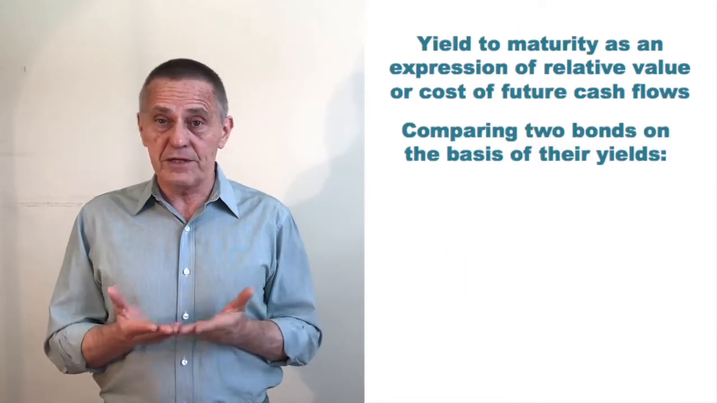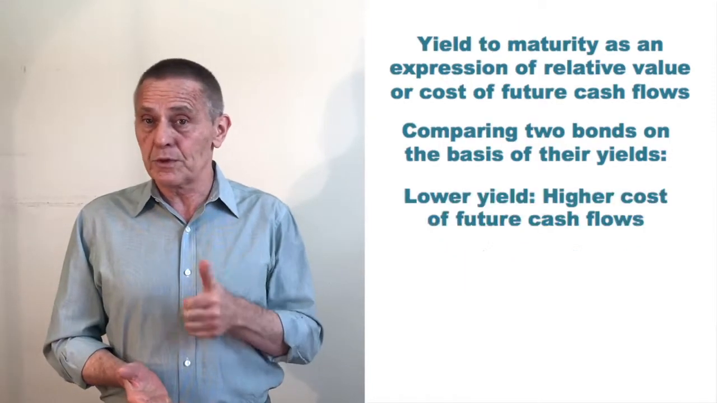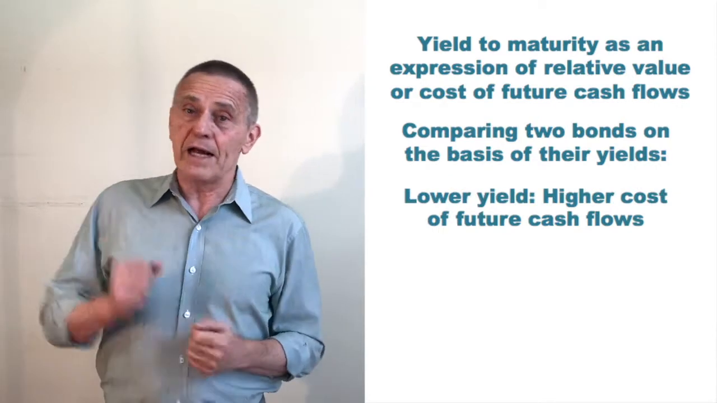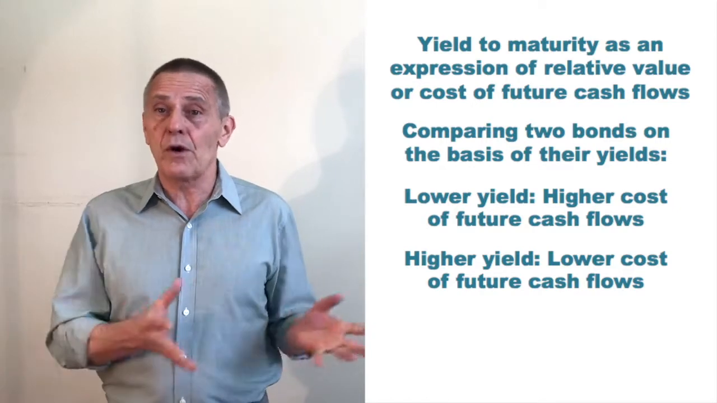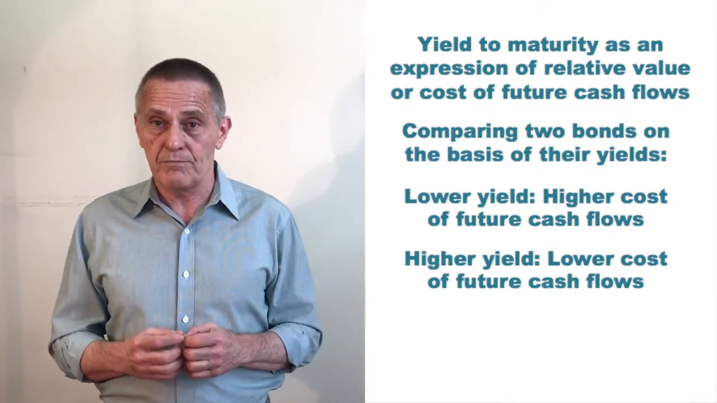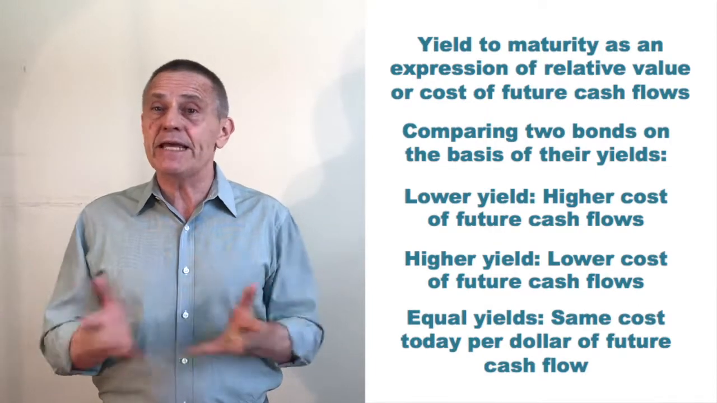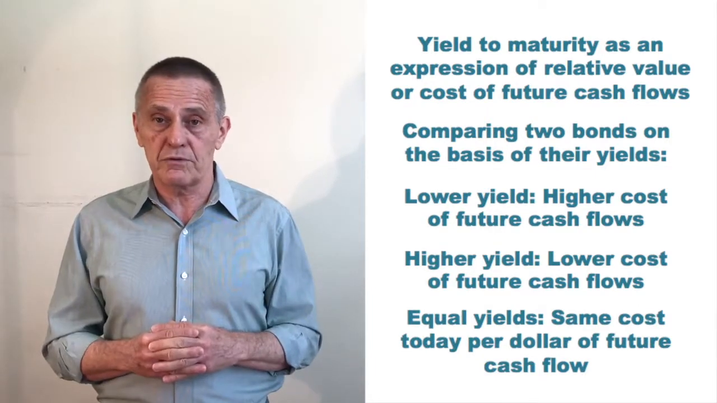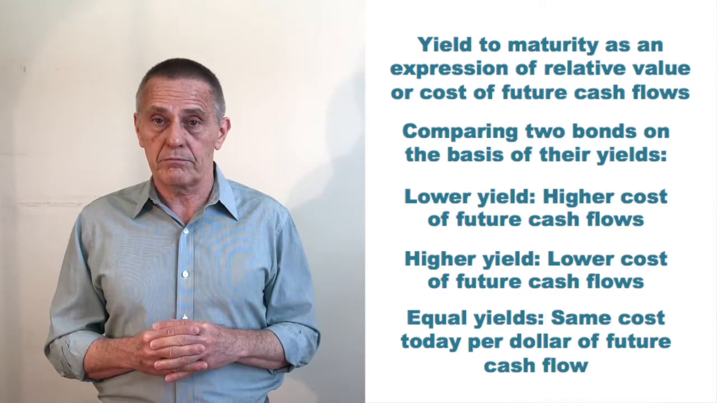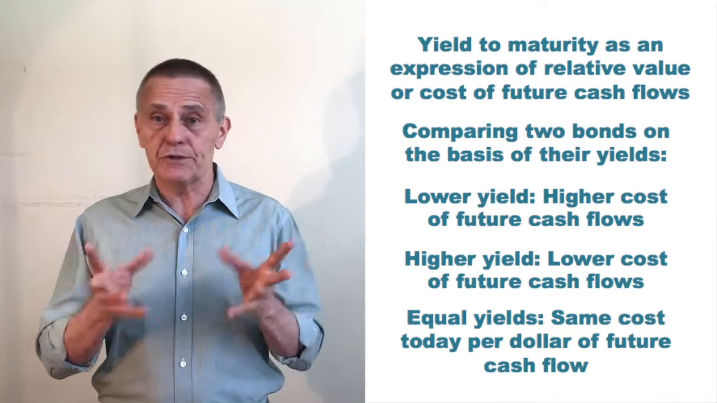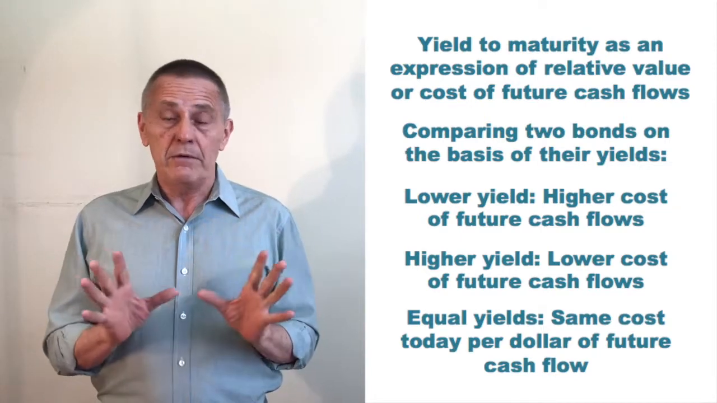Because if they had different yields, the bond with a lower yield would imply a higher cost today per dollar of future cash flow, or a bond at a higher yield would imply a lower cost today per dollar of future cash flow. But the same yield on the two bonds means they have the same relative cost today per dollar of future cash flow. Does that mean I would find the two bonds exactly equal in terms of their relative attractiveness? Not necessarily.